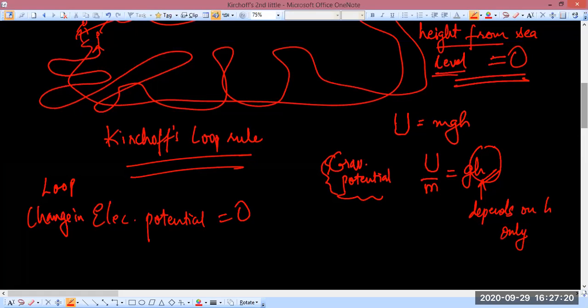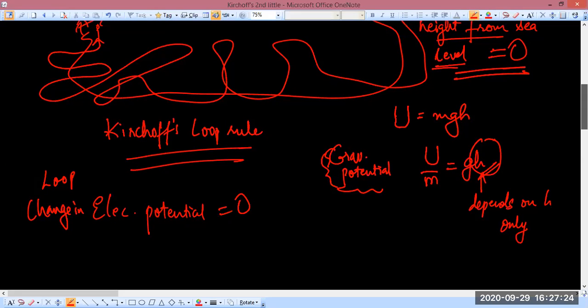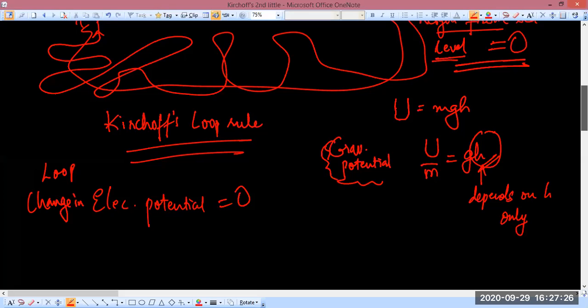Understood? Now the statement. Again, if you go in a loop, of course you are coming back to the same point, so change in electrical potential is 0. That's all it is.